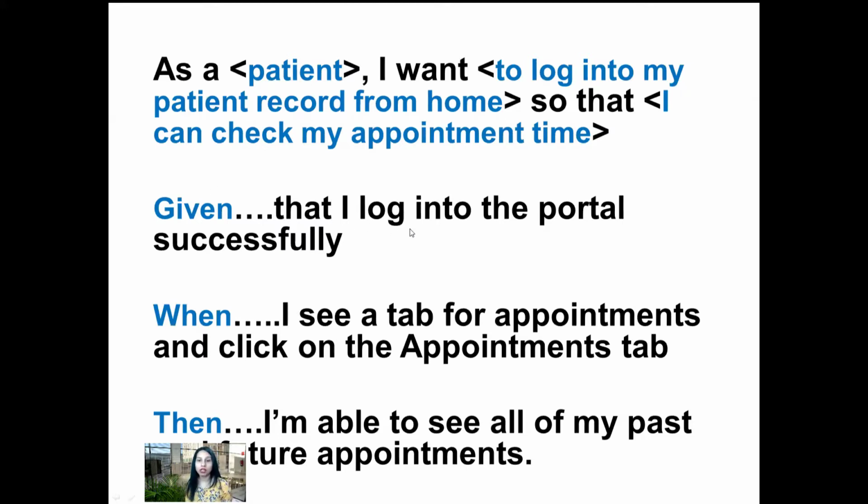Given that I log into the portal successfully, when I see the tab for appointments and I click on the appointments tab, again, another prerequisite, right? So now because I'm detailing this out, everybody on the team can visually see what the expected result needs to be. And then the last thing I have on here is, so I'll start again. Given that I log into the portal successfully, when I see a tab for appointments and click on the appointments tab, then I'm able to see all of my past and future appointments.